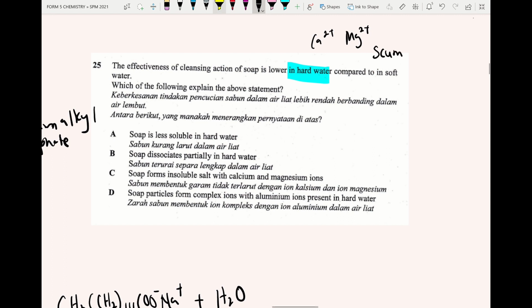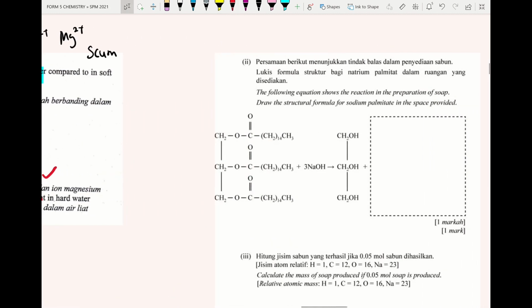So we try to check the question. Which of the following best explains the above statement? We check the first one: soap is less soluble in water. Soap dissociates partially in water, cannot. Soap forms insoluble salt with calcium and magnesium ion, so this answer can be okay. And we check the last answer: soap particles form complex ions, so cannot. So the answer will be C. All right, we move on to the next question.